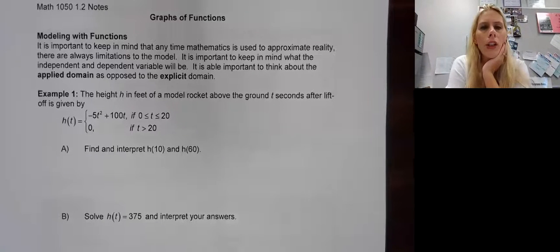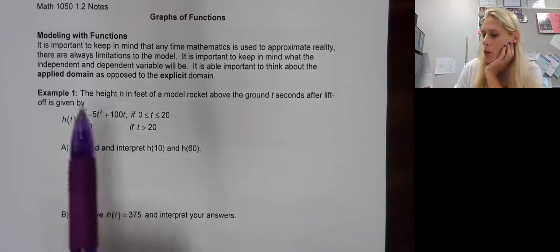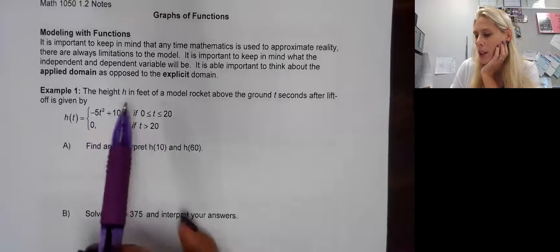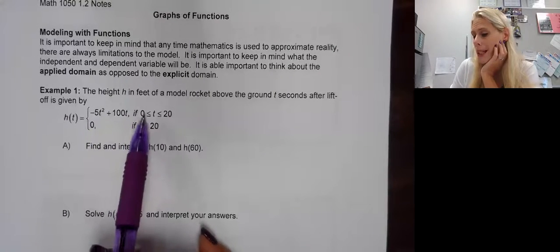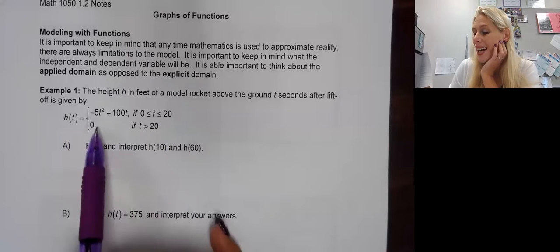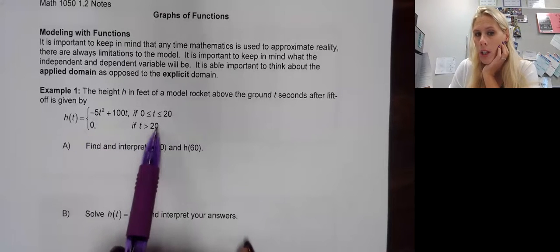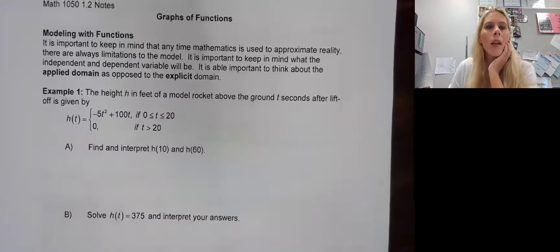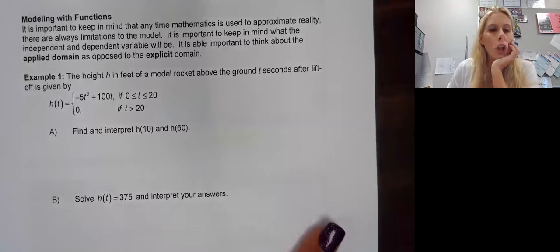The height h in feet of a model rocket above the ground t seconds after liftoff is given by this equation. The height follows this equation if the time is between 0 and 20 seconds. The height is 0 if we're greater than 20 seconds. Okay, so as you can see, we're hitting the ground at 20 seconds. Find and interpret h of 10 and h of 60.